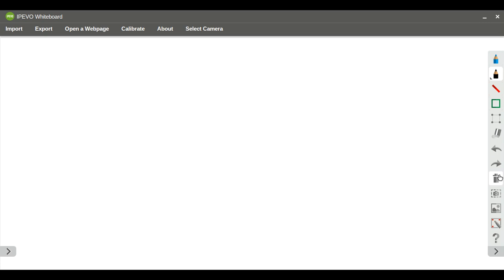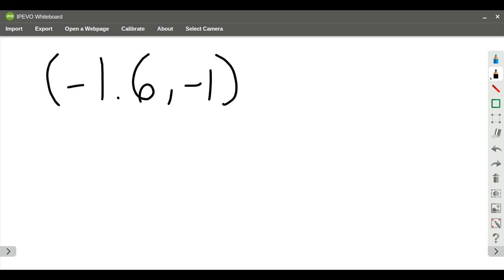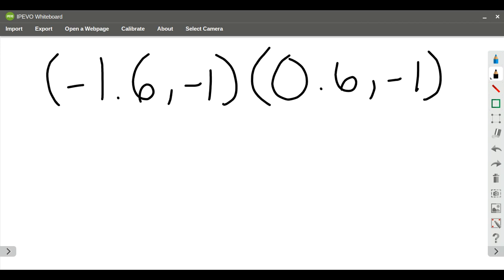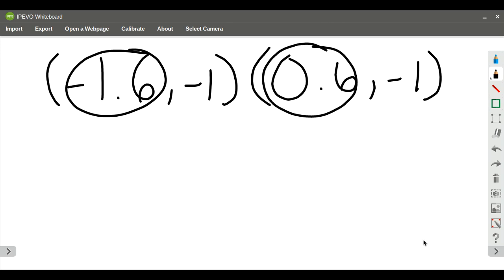Let's do a couple more. The next one that I have is -1 and 6/10, and 6/10 and -1. Again, to avoid that error that I made earlier, I'm going to circle the coordinates that are going to be different. So I'm going to do -1 and 6/10 and 6/10. Then I'm going to look and see, am I in the same quadrant or in a different one? Here I have a positive x, here I have a negative x, so I'm in a different quadrant. So I'm going to add.